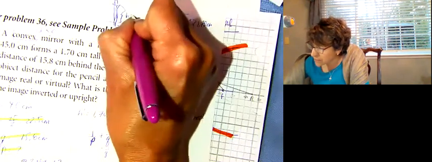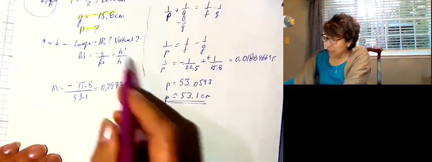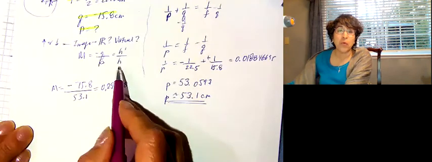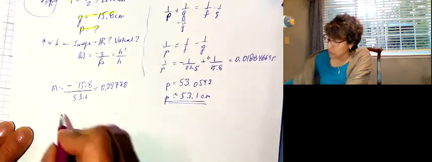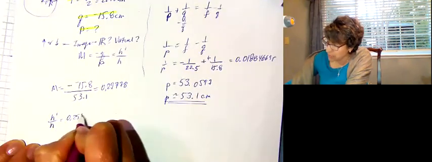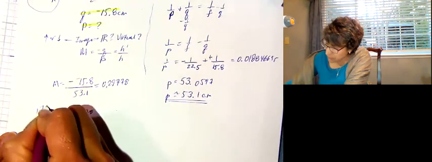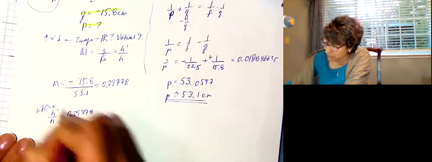All right, now they gave you the height of the image. This guy here is 1.7 centimeters, and they want to know what the height of the object is. A couple of ways you can look at that. We know that what you end up with over what you started with is equal to the magnification. So what you end up with, 1.7 centimeters, over what you started with, h, is 0.29778.